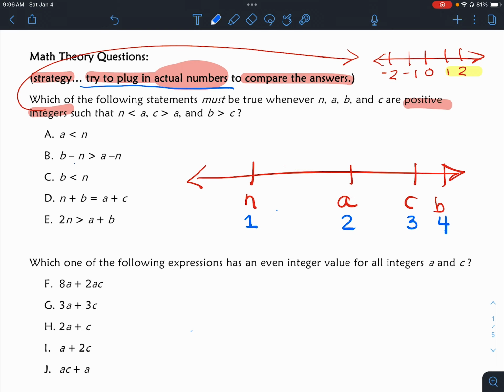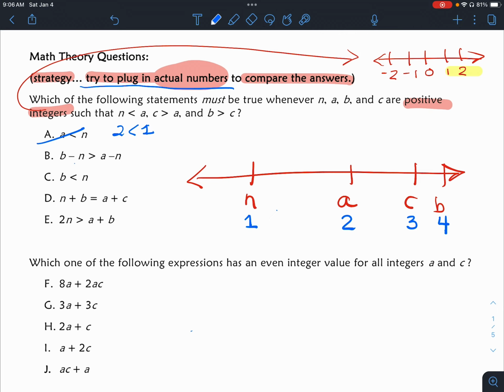So for example, if a is 2 and n is 1, as I wrote in my example down here, if I plug 2 here, 2 less than 1, well, that doesn't seem like that's true. So I'm going to eliminate option A as my answer.